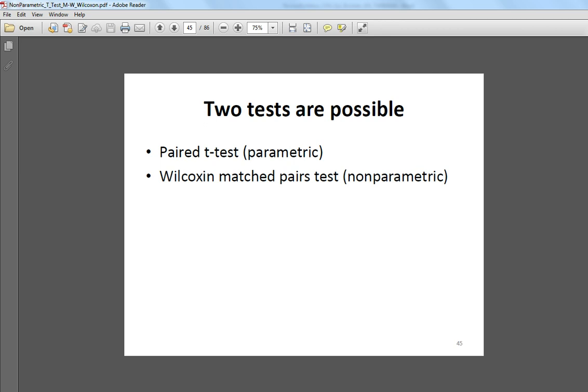This is very similar when you think about the independent sample t-test, which is parametric and uses the means and the standard deviation, and then you have your Mann-Whitney U test for non-parametric for independent samples. Well, what happened now is you have two related groups. Are two tests possible? Well, again, the answer is yes. For parametric, you do your paired t-tests for related groups. Whereas for non-parametric, you're going to use the Wilcoxon Matched Pairs Test.